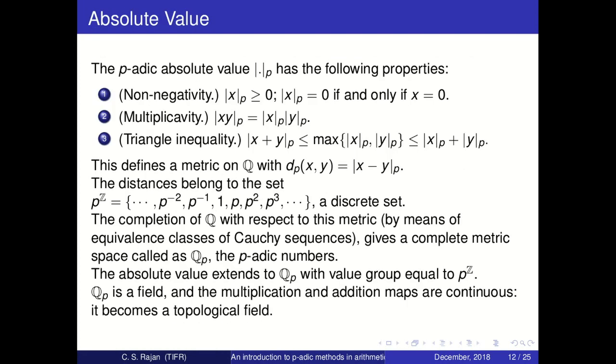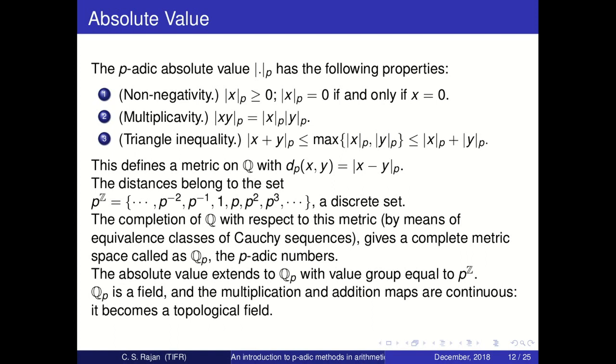Now the p-adic absolute value has the following properties. Non-negativity. Multiplicativity, one can easily check with p to the power r times u by v times p to the power r dash. And the last thing is the triangle inequality. The triangle inequality here is stronger. The usual triangle inequality is that |x plus y| is less than or equal to |x| plus |y|. But here it is stronger: it is less than or equal to the maximum of |x|_p and |y|_p. You can check that out, it is not too difficult.